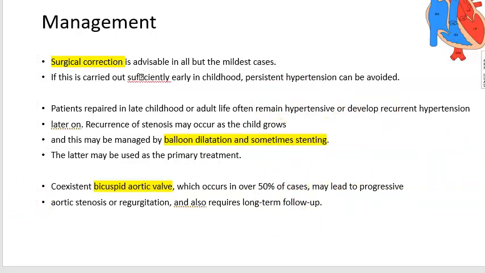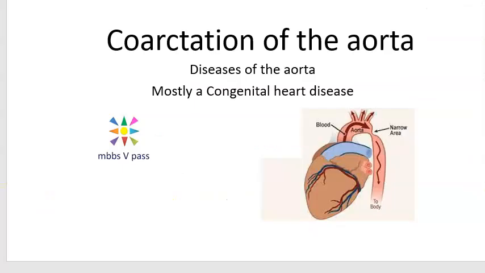So this is all about coarctation of aorta that we have covered. If you want more information, you should actually read about congenital diseases of the heart.